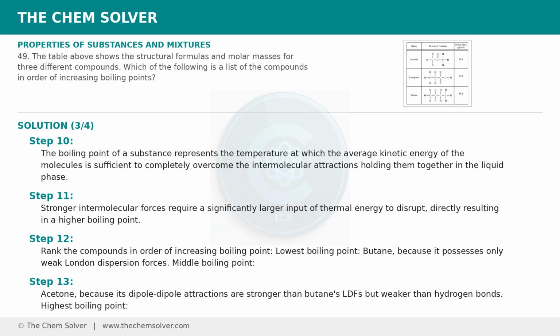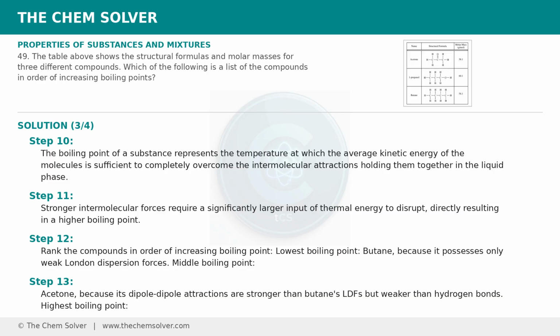The boiling point of a substance represents the temperature at which the average kinetic energy of the molecules is sufficient to completely overcome the intermolecular attractions holding them together in the liquid phase. Stronger intermolecular forces require a significantly larger input of thermal energy to disrupt, directly resulting in a higher boiling point. Rank the compounds in order of increasing boiling point.